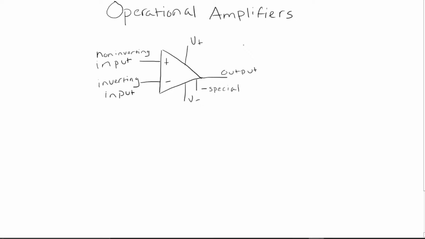Our op-amp usually comes with a non-inverting input, an inverting input, and two DC power supply leads, positive and negative, and an output terminal. As well, some op-amps will have a special lead for other purposes here.